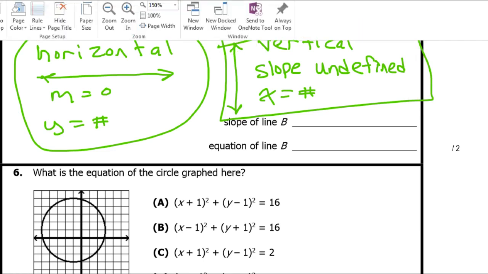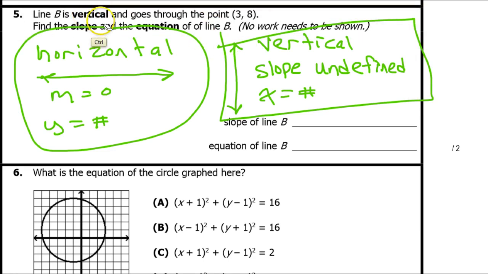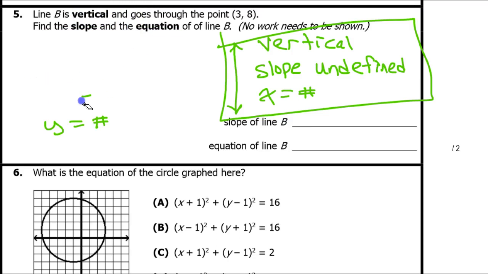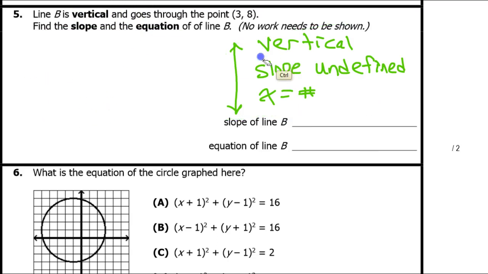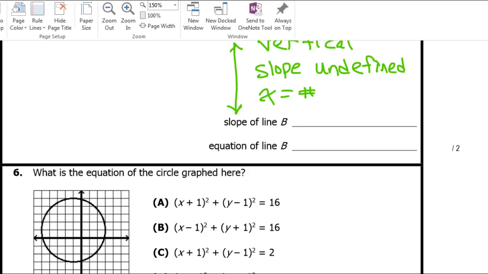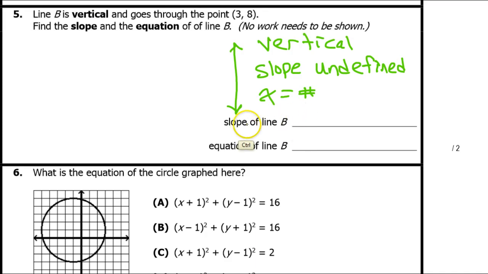So with that in mind, as soon as they tell me that we have a vertical line, all of these things pop into my brain. Oh, a vertical line, you say? I'm picturing this. I know that the slope is undefined. I know that the equation will be x equals something. Okay, so as a matter of fact, oh, slope of line B, you say? Undefined. Okay, that's one of the things they're asking us for. The equation of line B, you say? Well, I know it's going to be x equals something.